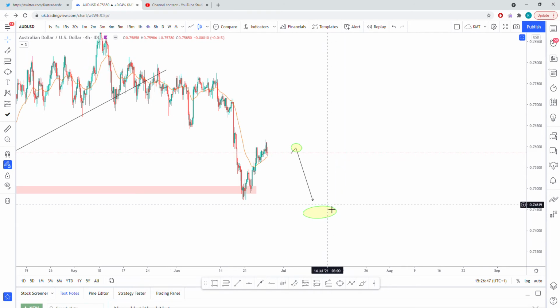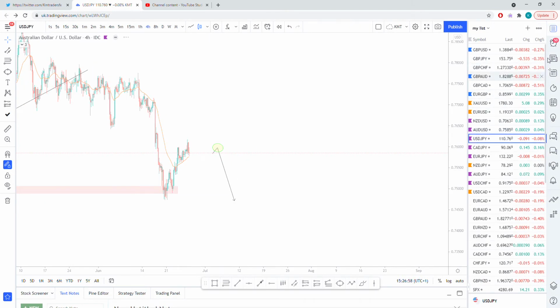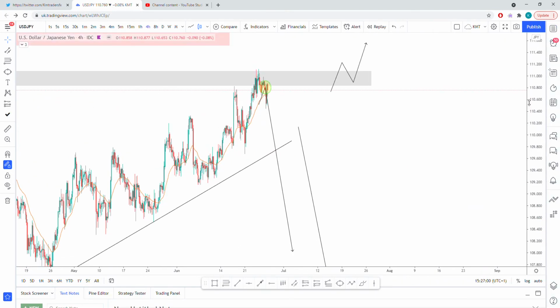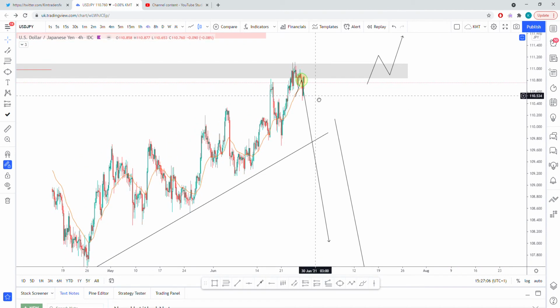So we don't have to worry about that for now. Just need to focus on the next move at hand, which I believe is towards the downside. So we'll see what happens over the next few days or so. So looking at USD JPY, what I'm personally looking out for is for price to make its way towards the downside.